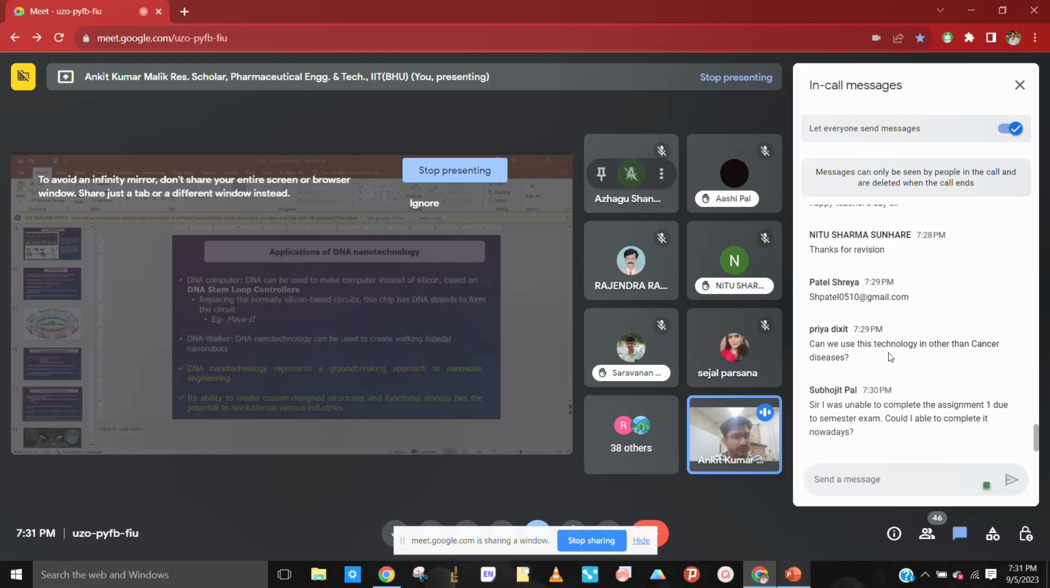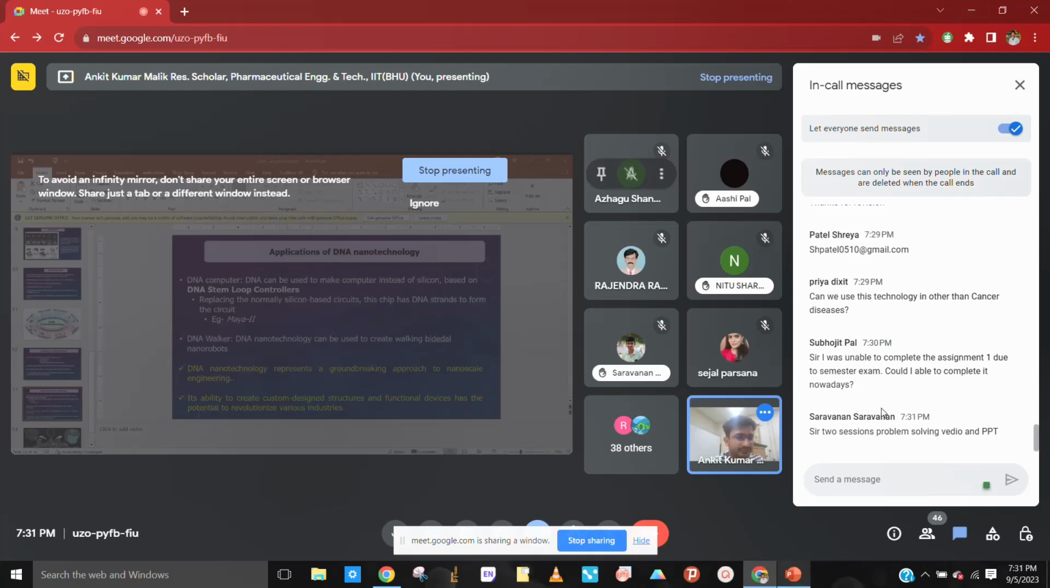Can we use this technology in other than cancer diseases? Yeah, exactly. We can use it by developing DNA origamis. We can use this DNA nanotechnology in different diseases also.